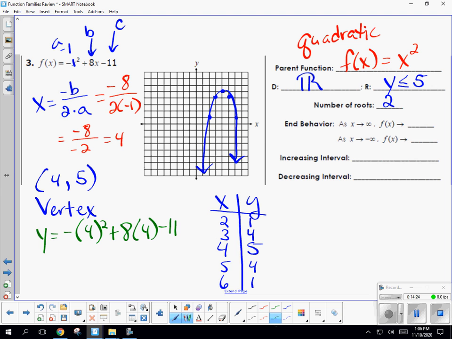End behavior. As my x is approaching positive infinity, my y's are going down to negative infinity. And as my x is approaching negative infinity, my y's are still going down to negative infinity.